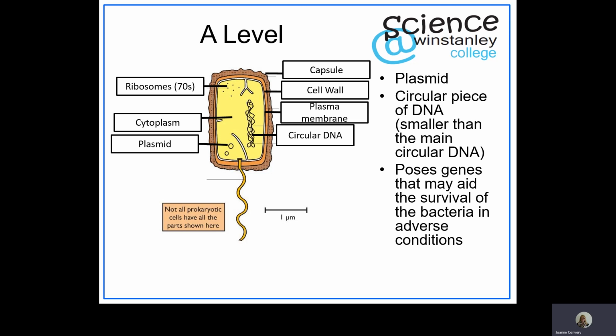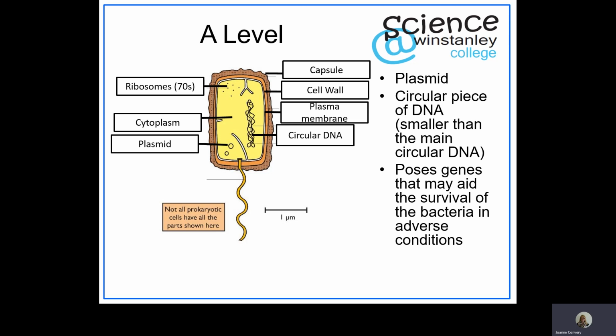Plasmids have a really important and quite a unique structure and feature to them. The plasmid possesses genes that may aid the survival of a bacteria in adverse conditions. It's not guaranteed, but they can have beneficial but not essential genes. So the main circular DNA has the essential genes that allow the bacteria to carry out its main functions and to replicate. The plasmid DNA will have beneficial ones.